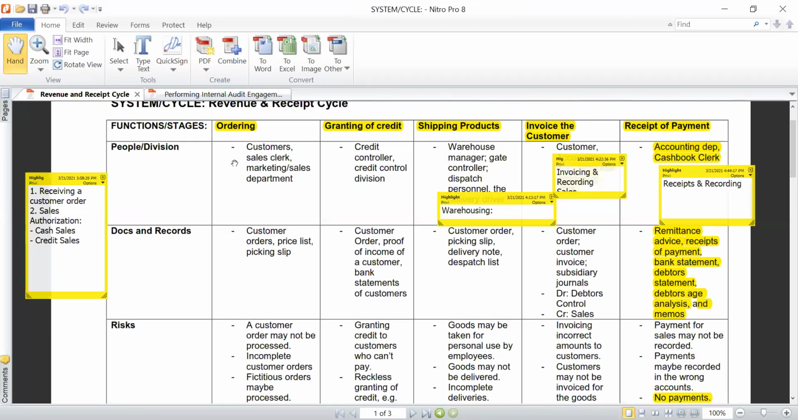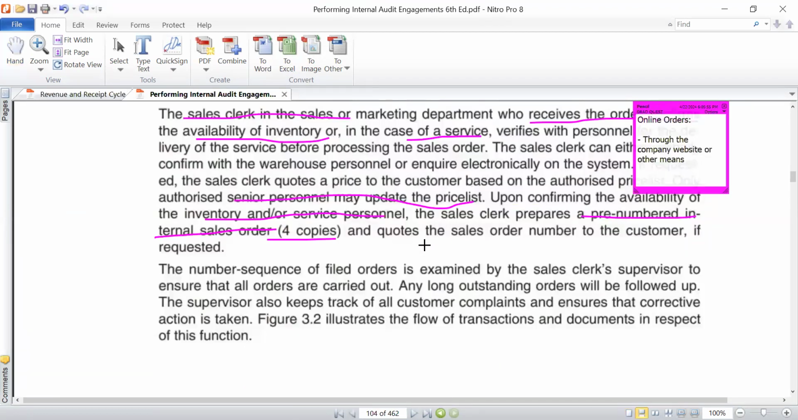There's just one document I forgot to indicate here, which is the quotation. Because not all the time would a customer call just to buy immediately. Sometimes they can just request a quote before they initiate their order, right? So it's another document you can find during the ordering. So it's quotation as well, right?